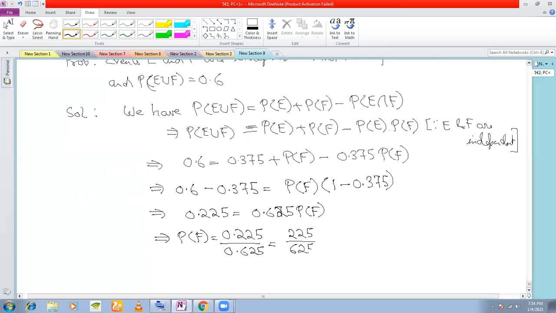is equal to 225 by 625. It will cancel with 25, I think. 9 and 25, so which is 9 by 25, which you can express in decimal as 0.36. That's it. Clear? So this is an easy problem.